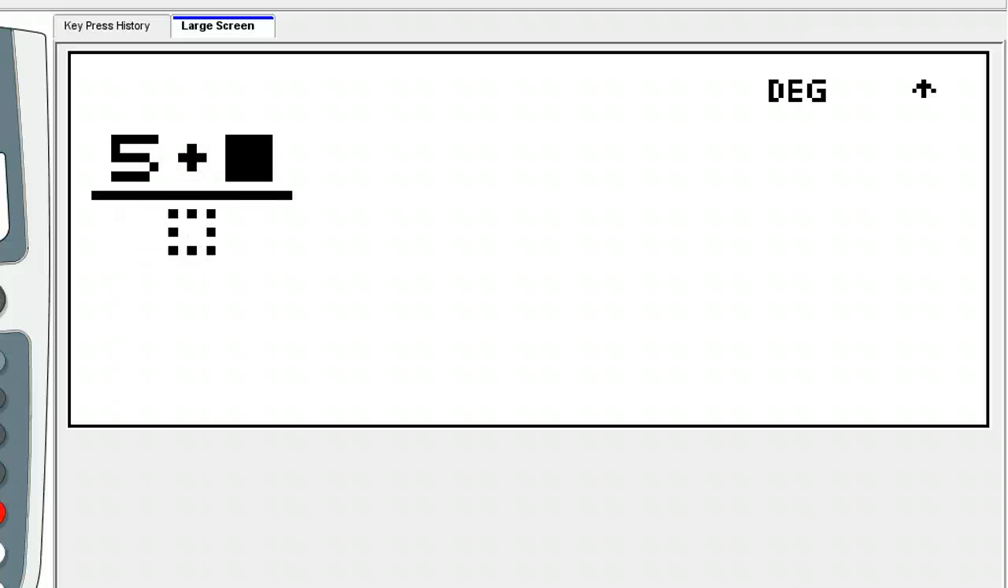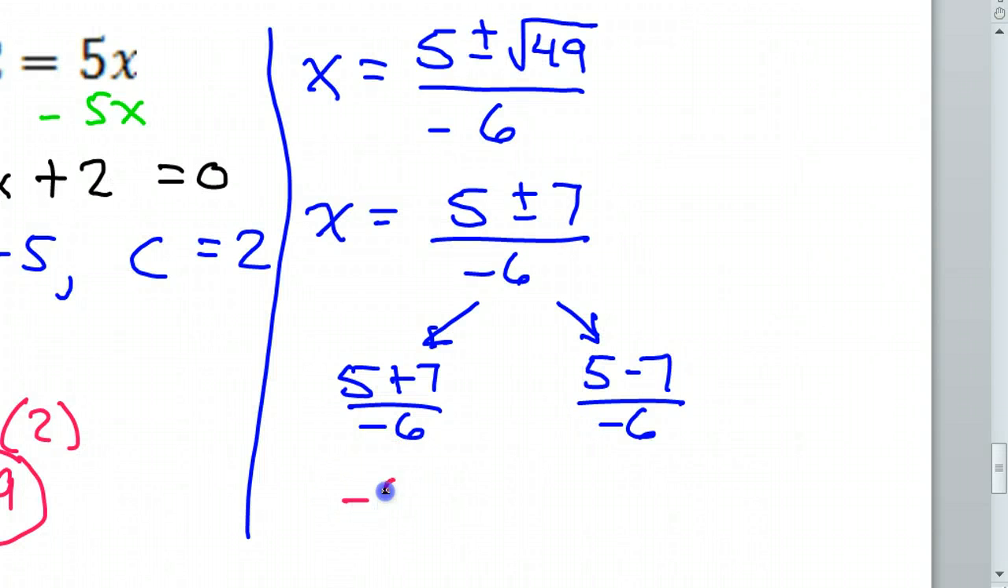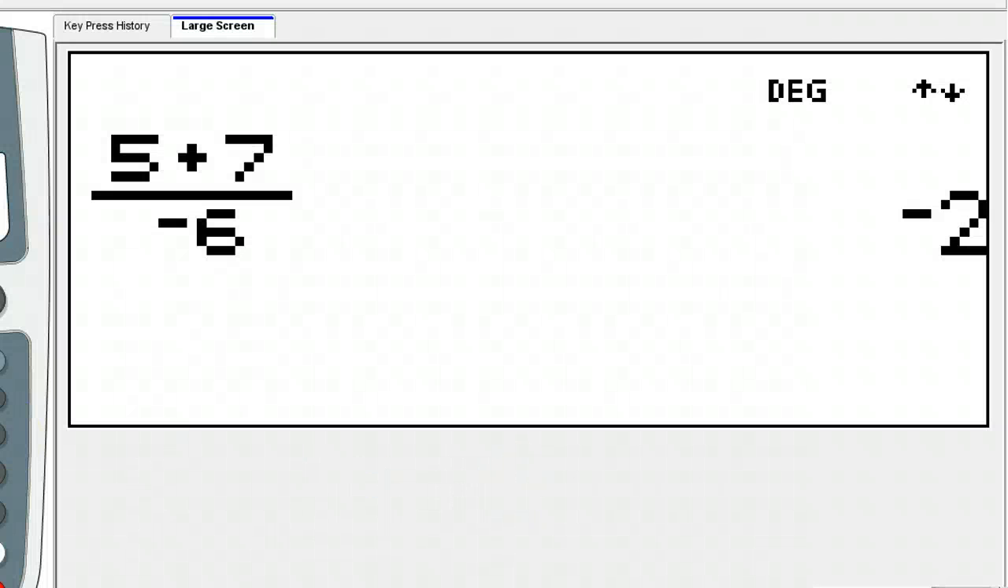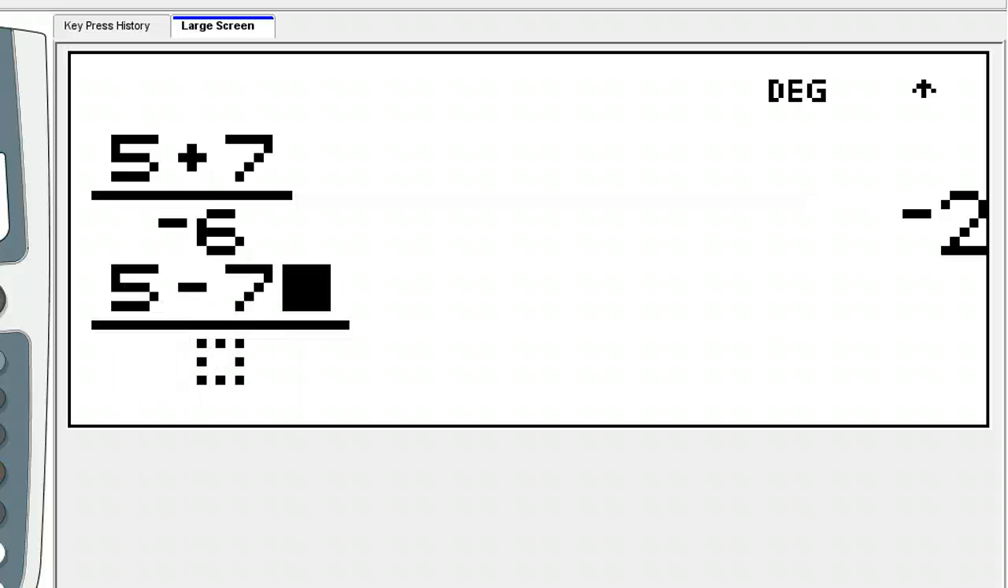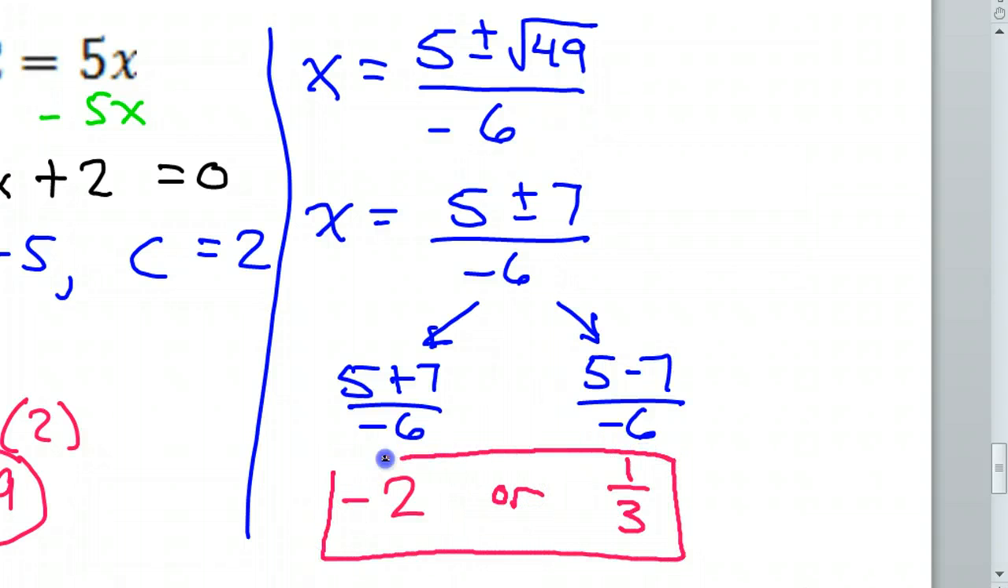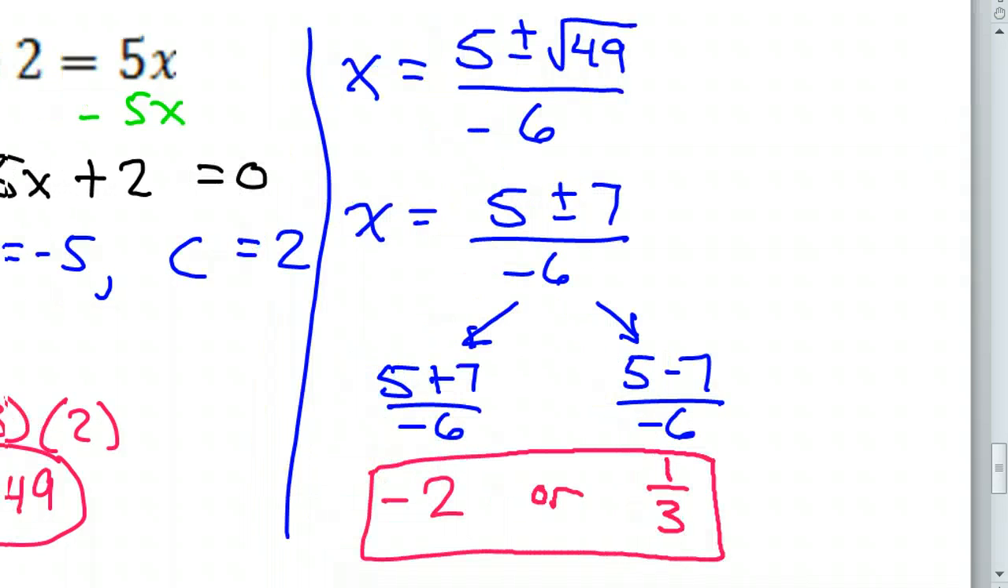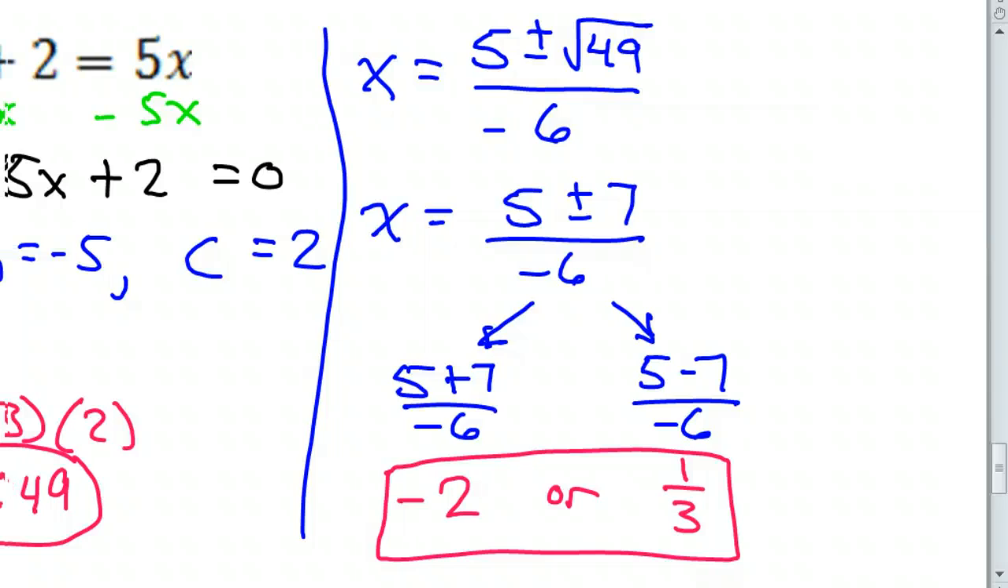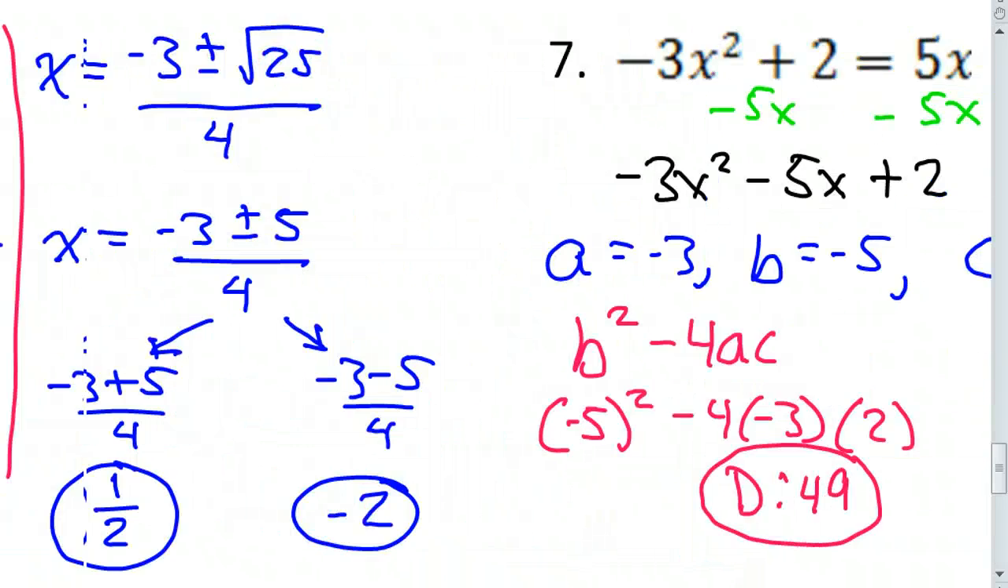Fraction mode. So that's negative 2. And that's 1/3. So those would be the final answers for number 7.